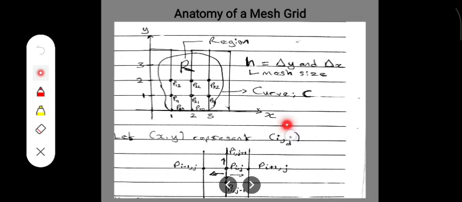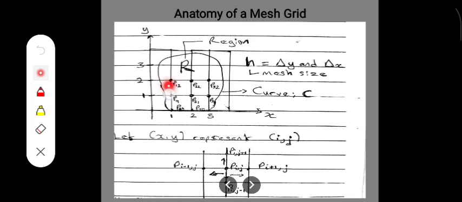Consider a graph of x against y with a scale of 1. So we can say our x-axis has 1, 2, 3, and the y-axis also goes 1, 2, 3. The difference between these x and y units is known as h, which is the mesh size. Looking at this shape here, we can call this the curve, which gives the boundary condition. The region which this curve occupies in the graph is called the region or domain.